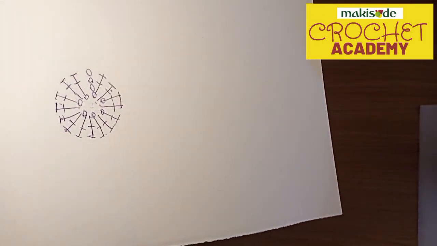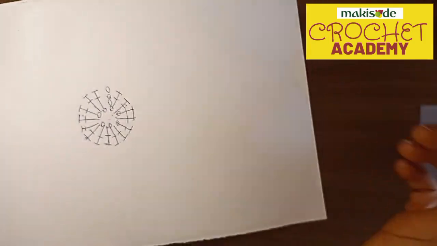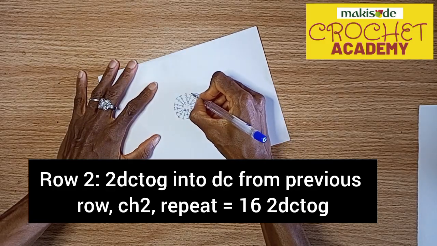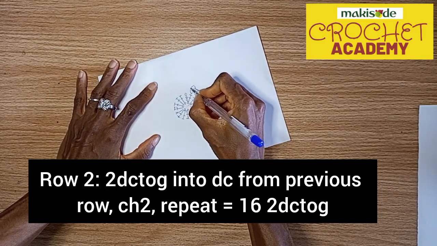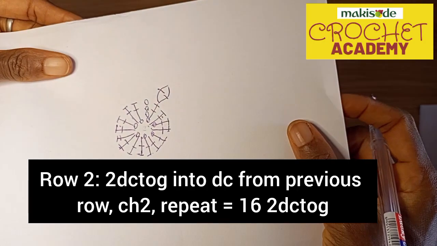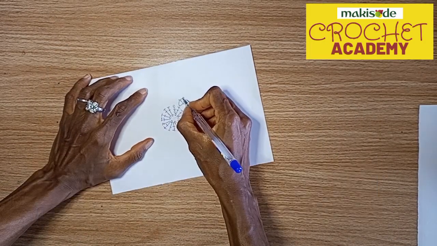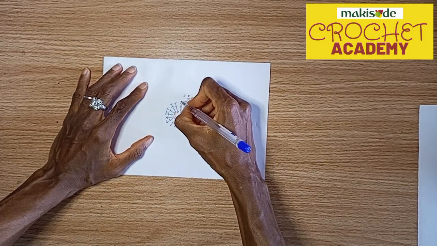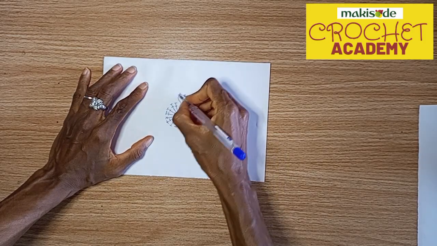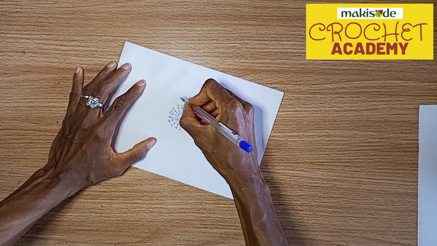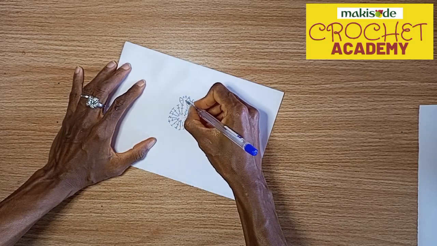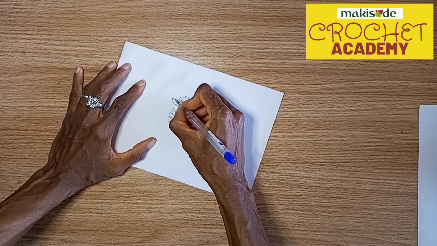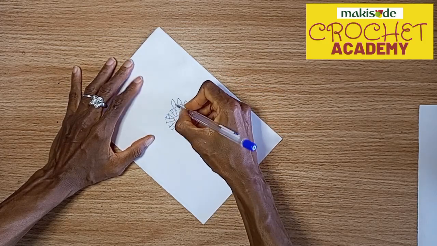Now into each of these double crochet stitches we're going to be working 2 double crochet stitches together. So they should look something like this. 2 double crochet stitches together, and we're going to chain 2. So 2 double crochet stitches together, chain 2, 2 double crochet stitches together, chain 2. I'm going to draw up all of the 2 double crochet stitches first of all.